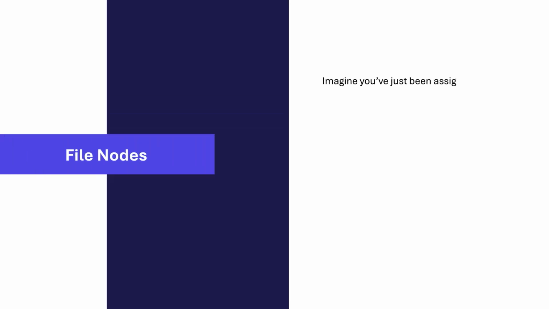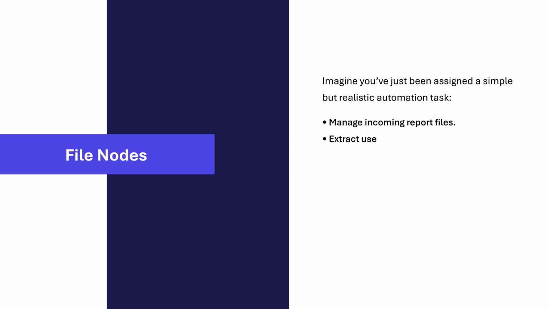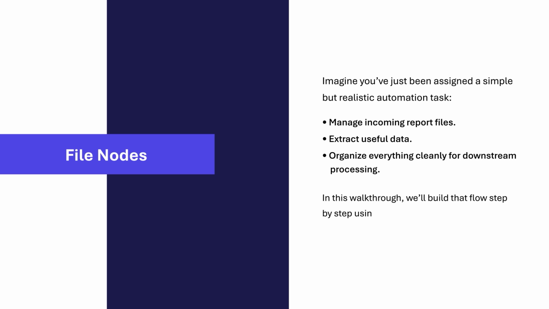Imagine you've just been assigned a simple but realistic automation task. Manage incoming report files, extract useful data, and organize everything cleanly for downstream processing. In this walkthrough, we'll build that flow step by step using file-related nodes, connecting each action in the work platform.